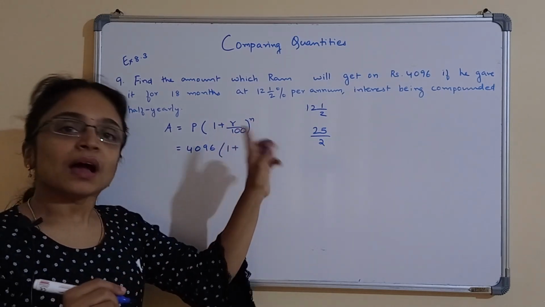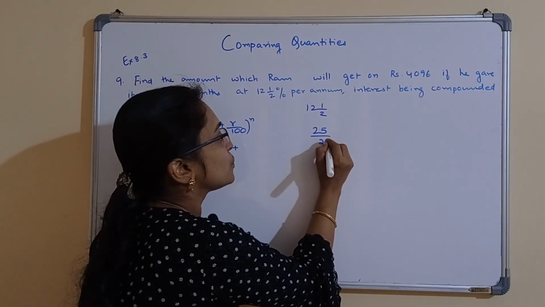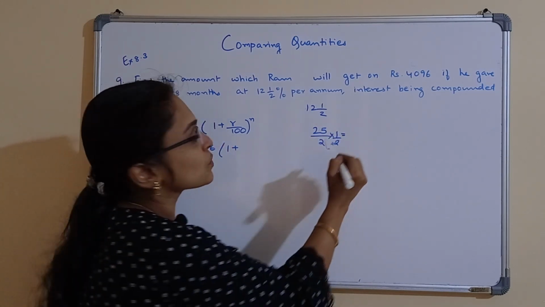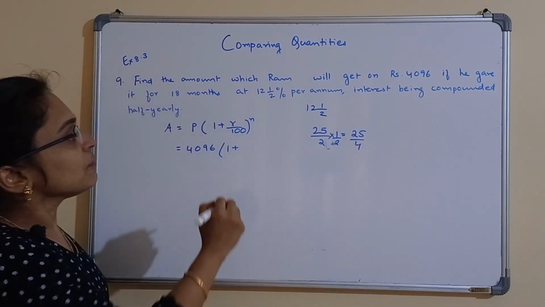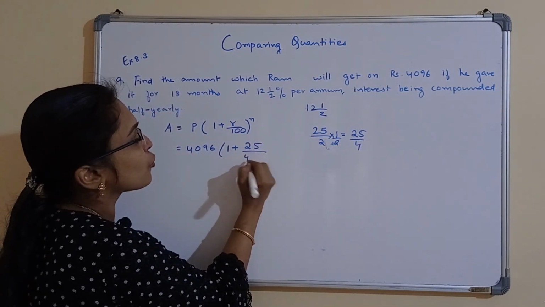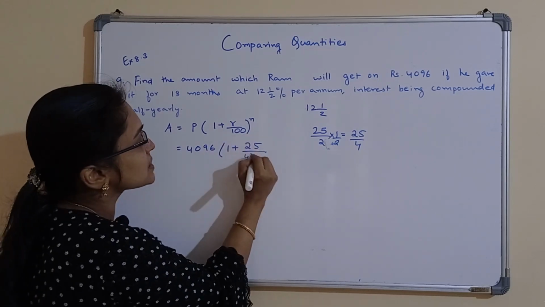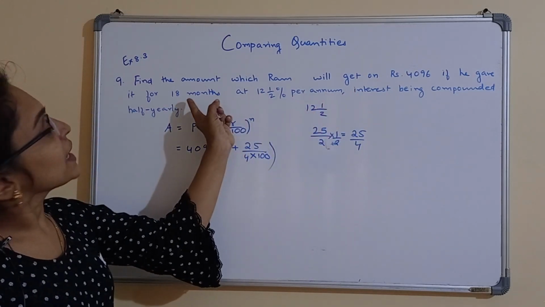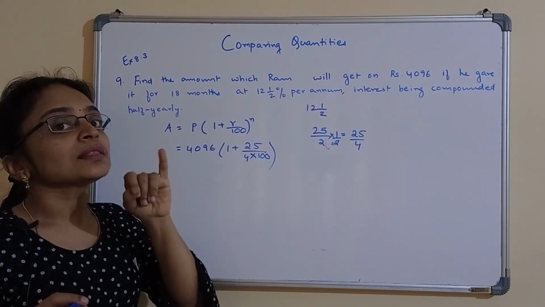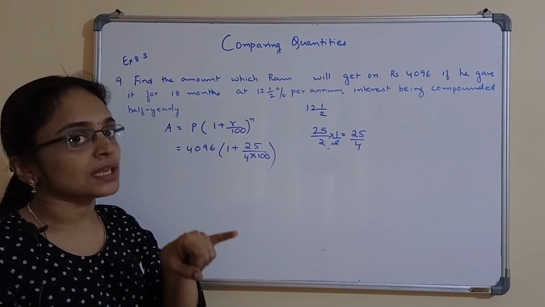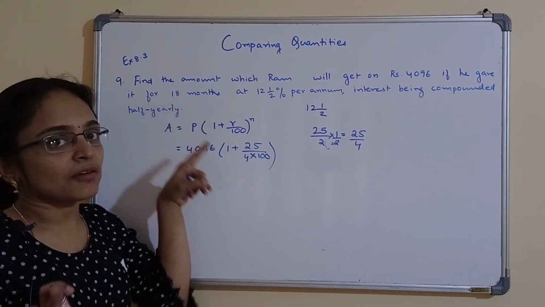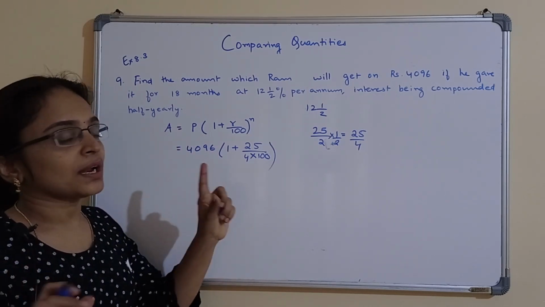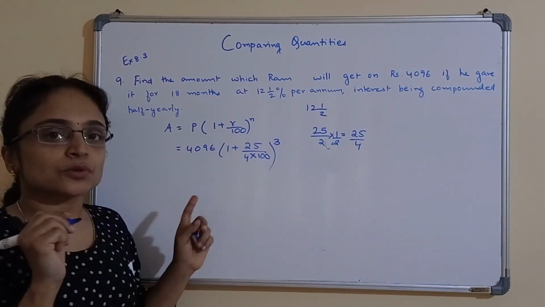So half of this means 25 by 2 into 2, that is half of this into half, which is equal to 25 by 4. So 1 plus 25 by 4 is in the denominator, and this 100 will also be there. The whole raised to, it is for 18 months, which means there are 3 halves. There are 3 half years in 18 months, that is, this is 1.5 years itself. 18 months is 1.5 years. So there are 3 halves in 1.5 years, which means whole raised to 3.